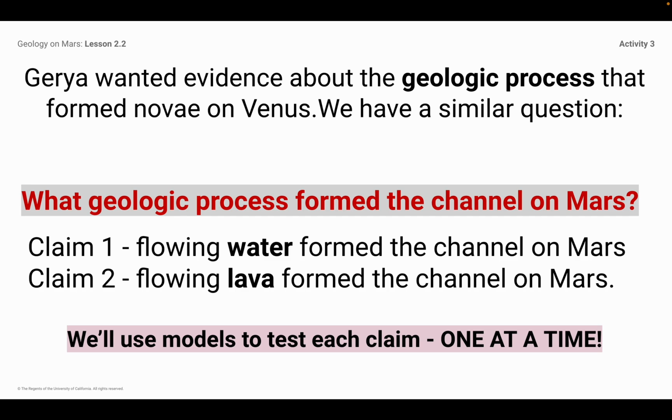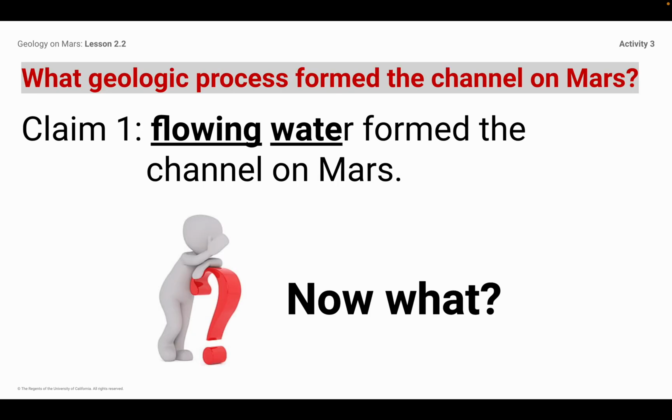So we need to use models to test each claim, but because they're using two different geologic processes, we have to create two different models. We have to test them using the models one at a time. So let's go ahead and start with claim 1, the flowing water formed the channel on Mars. Great. Now what? What are we going to do to model this? How are we going to do it?